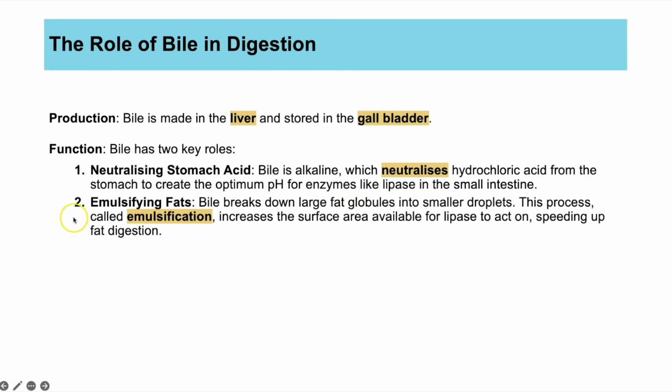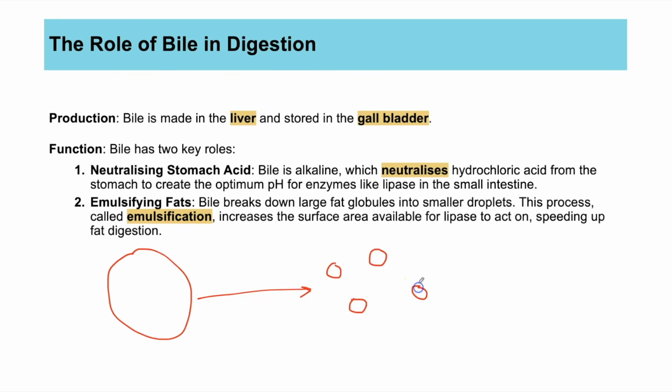The second job is bile emulsifies fats. And what that means, if I just do a quick diagram, if we imagine a fat droplet, whether it's a droplet of oil or it could be a droplet of a solid fat, you've got one large droplet, one large sphere. Bile is able to break that one droplet into several smaller droplets. And that's what emulsification means. It's when you are separating that large lipid droplet into lots of smaller droplets.